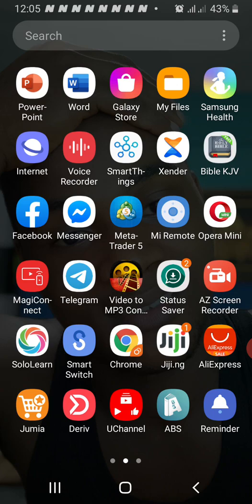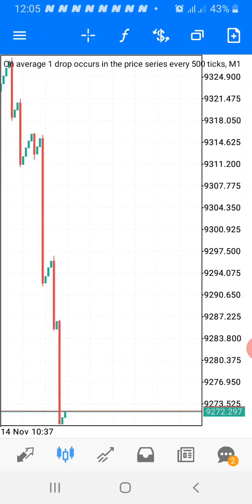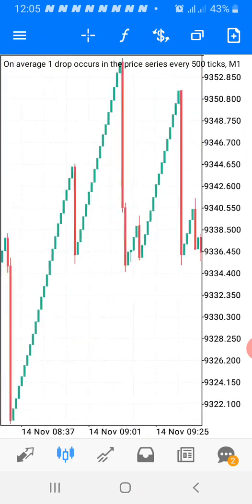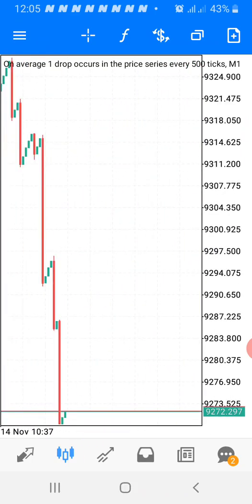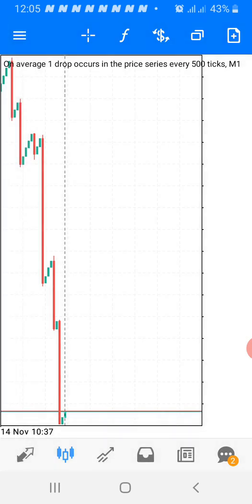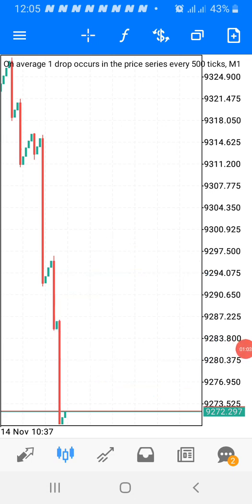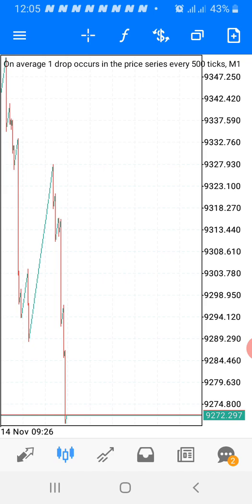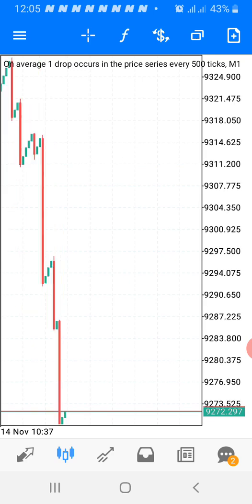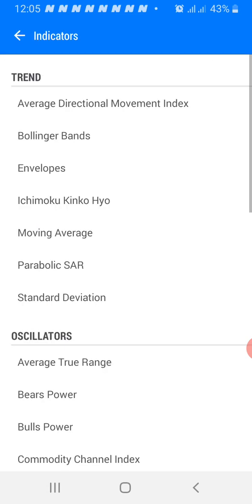So this is how this strategy works. You open your MT5 and this is crash and boom. This is my 1 minute time frame, as you can see. And this is the 3 level zoom. This is the first level zoom, second level, and the third level zoom. So we are using the third level zoom. Then what you need to do is click on the indicator tab.